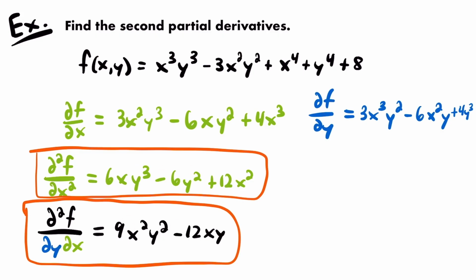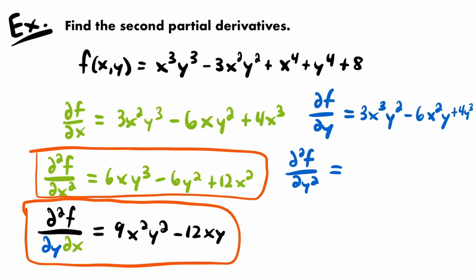All right, so that's 2 of the second partial derivatives. Now let's find the other 2, which come from using df dy. Let's begin by just taking another partial derivative with respect to y. So that would be d squared f divided by dy squared. So we'll take a partial derivative of df dy with respect to y. So we're treating x as a constant.